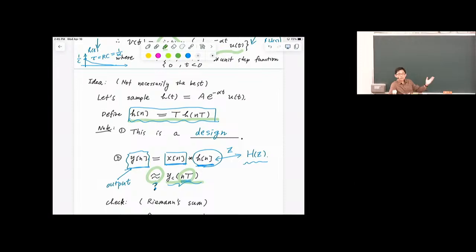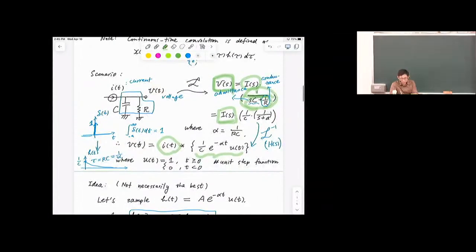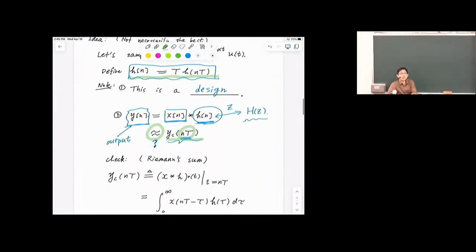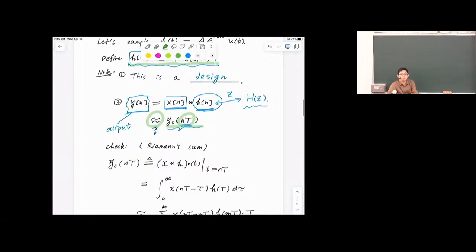Does your design result in a good approximation of the analog system? The analog system is a circuit, but by moving everything to the discrete time domain, will my digital system produce a result that's similar to this analog system? Will it be a good approximation? That's a question you can ask me.